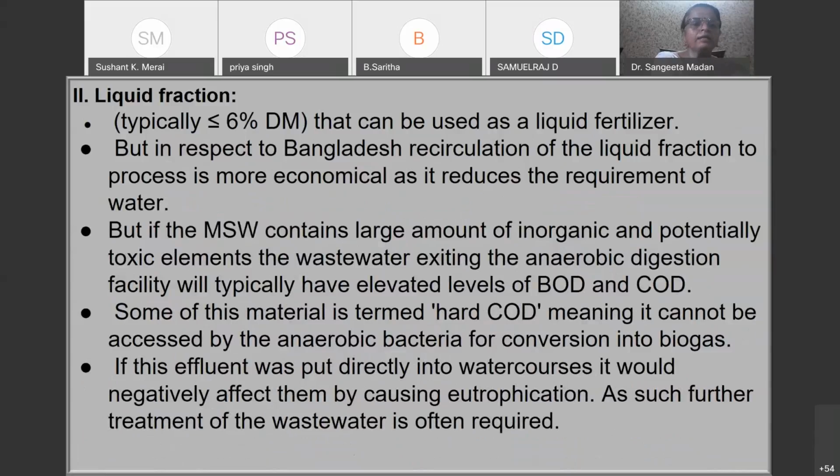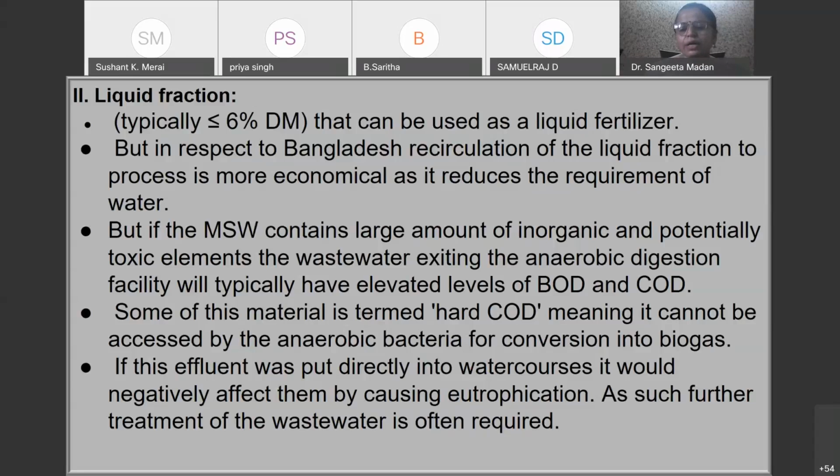convenient. The liquid fraction has less than or equal to 6% of dissolved matter, which can be used as a liquid fertilizer. The liquid fraction of the process is also more economical as it reduces the requirement of water. But if the MSW contains a large amount of inorganic and potentially toxic elements, the wastewater exiting the anaerobic digestion facility will typically have elevated levels of BOD and COD.